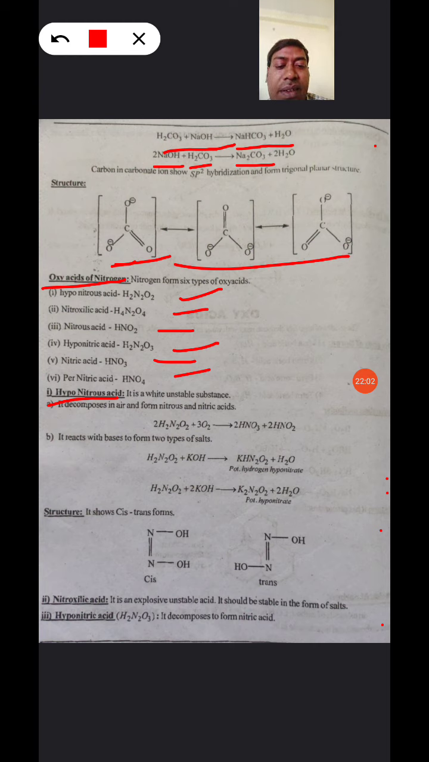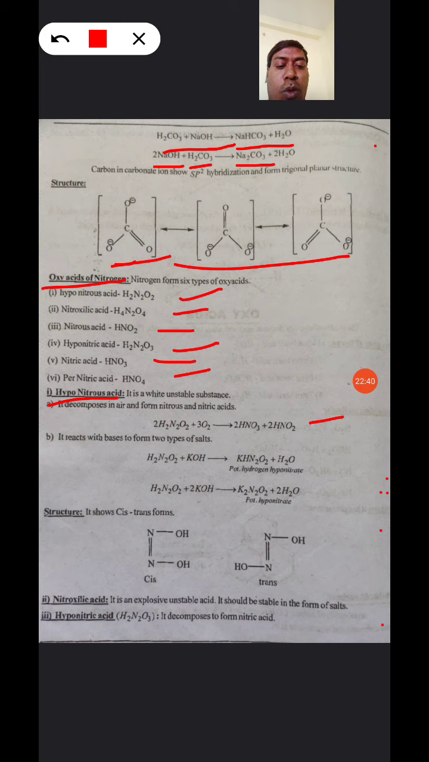Hyponitrous acid is a white unstable substance. This hyponitrous acid decomposes in air and forms nitrous acid and nitric acid. So here this is the reaction of hyponitrous acid.